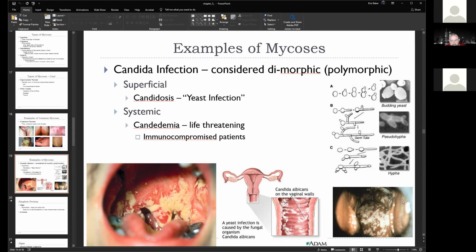So candidosis is what you're seeing in all of these pictures. Candidemia is when it gets into the blood. And obviously, that's the one that we want to try and avoid. That's the one we don't want to entertain, because that's the one that becomes life-threatening.